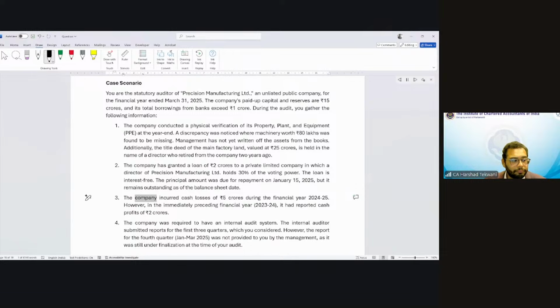The company incurred cash losses of 5 crore rupees during the financial year 2024-25. However, in the immediately preceding financial year 2023-24, it had reported cash profits of 2 crore rupees. The company was required to have an internal audit system. The internal auditor submitted reports for the first 3 quarters, which you considered. However, the report for the fourth quarter, January to March 2025, was not provided to you by the management, as it was still under finalization at the time of your audit.